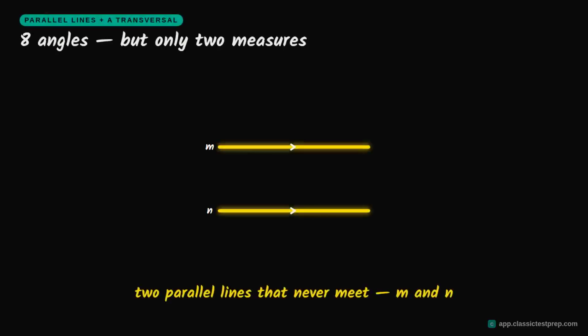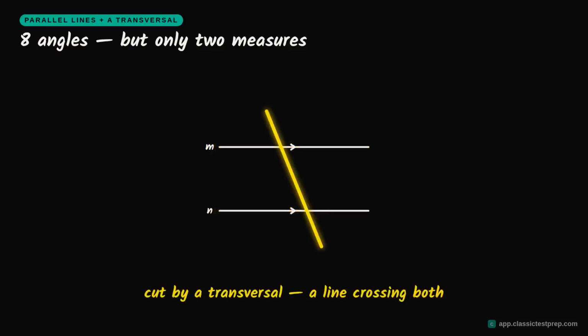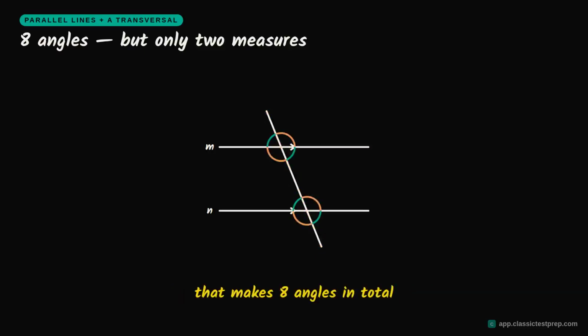All right, now let's talk about parallel lines and a transversal. This creates 8 angles. So you have two parallel lines that never meet, that run in the exact same direction. They are parallel. And now they are cut across by a third line that has a fancy name called the transversal. It's just a fancy name for a line that crosses each parallel line. So you get 4 angles up top and 4 angles down below. So we have 8 total angles.